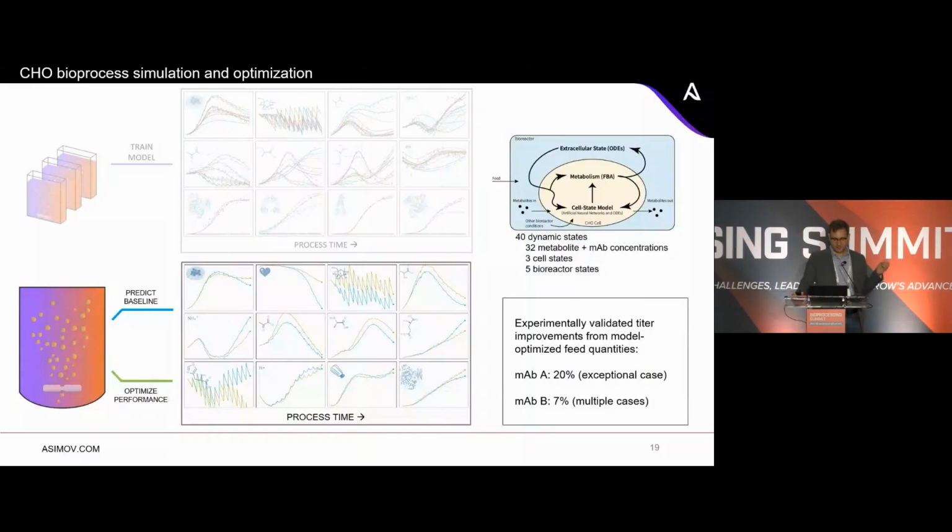So titer here is represented on the bottom right panel, and you can see the green trajectory is the result of allowing our optimization to maximize titer, right? Maximize endpoint titer specifically. And so what we do see after experimentally validating this with titer optimization is that in one particular case, one mAb, we saw a 20% increase in titer, and in another mAb, using a range of different conditions that the model predicted, we saw an average of about a 7% increase in titer just through application.